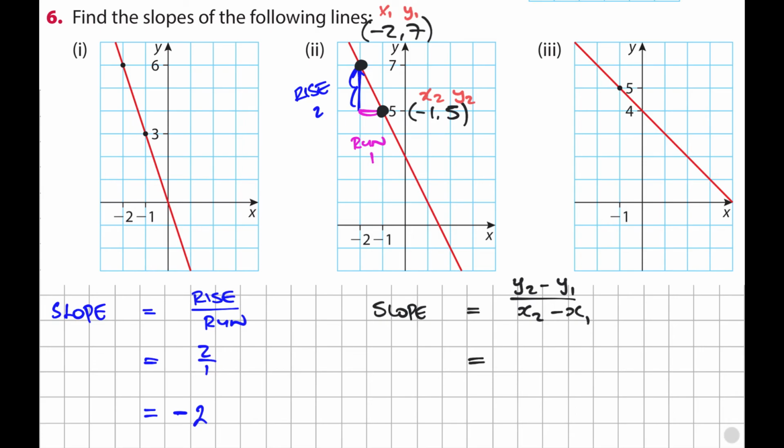So y2, which in this case is 5, subtract y1, which in this case is 7, and divide that by x2, which is negative 1, minus x1, which is negative 2. And that simplifies into minus 2 all over negative 1 plus 2. So that will simplify into negative 2 over 1, or just negative 2. So that's the second one done for you there.